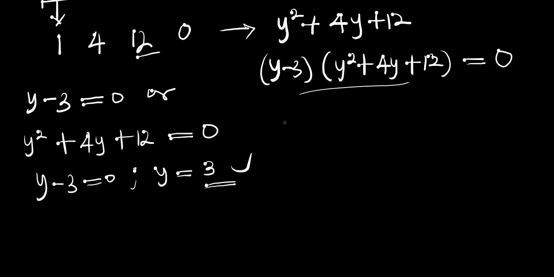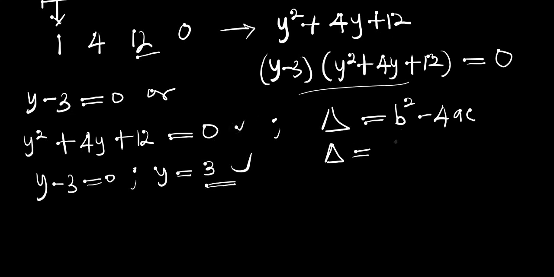Now, also, if y squared plus 4y plus 12 equals 0, this is a quadratic equation. We are going to use the discriminant to check if we are going to have a complex solution or not. So, if the discriminant is negative, it means we are going to have a complex solution. If it's positive, that means we are going to have a real solution. So, from this particular equation, b squared, we are going to have b is 4.